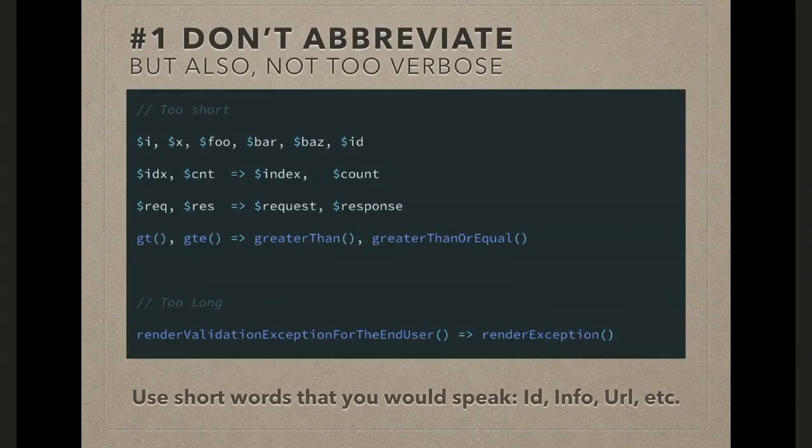And then there are some exceptions to that. You can use shortened words if they're words that you would normally speak, right? So we don't say use the database identifier. We say use the database ID, right? We say info, not information. We say URL, not uniform resource locator, right? So just use the words like you normally would. And if they're common abbreviations, that's fine. UTC, et cetera. Right?